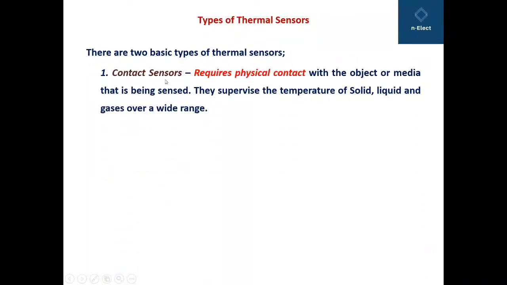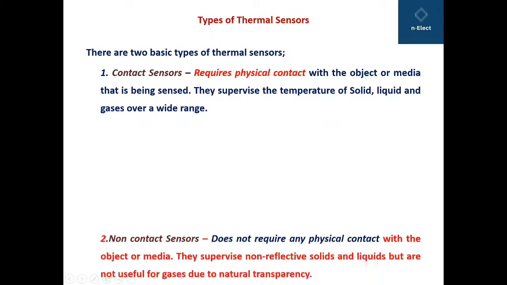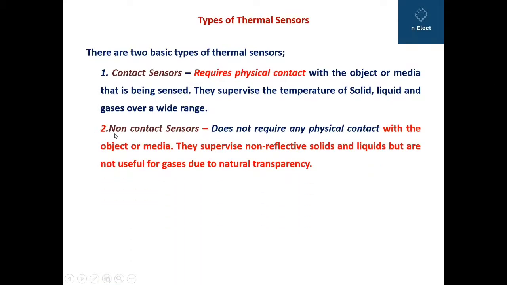One is contact sensors. As the name indicates, it requires physical contact with the object or media that is being sensed, or whose temperature is being sensed. They supervise the temperature of solids, liquids, and gases over a wide range. It means the temperature in solids, liquids, and gases can be measured with the help of these contact type sensors.